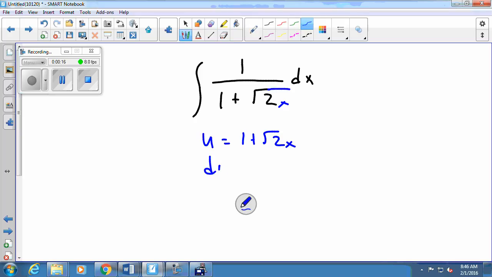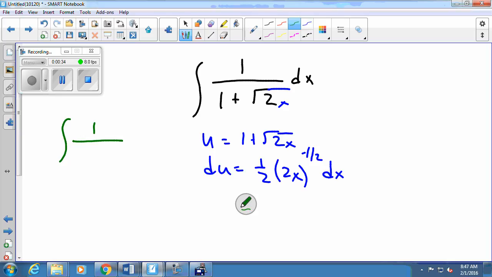So then my du is 1/2 2x to the... what? What's my derivative of that? -1/2 dx. So if I just try to substitute it in, I really like that I have this, but what's not matching?